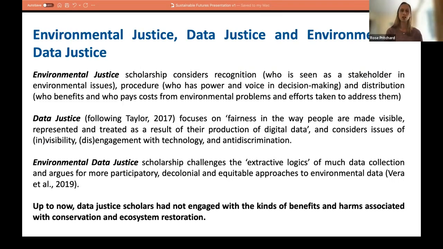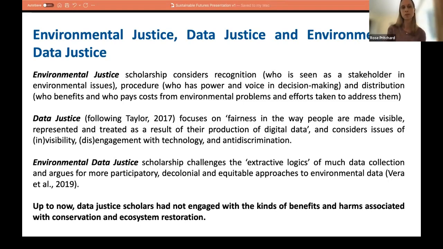We drew quite a lot on environmental justice, which is a long-standing field of research and one that's been explored a lot in relation to conservation. Environmental justice has a lot of focus on things like who's recognized as a stakeholder in environmental issues, on these procedural elements, so who has power and voice in decision making, and then finally these distributive components, so who's benefiting and who's paying costs from environmental problems like pollution and from efforts taken to address those problems like conservation and ecosystem restoration.